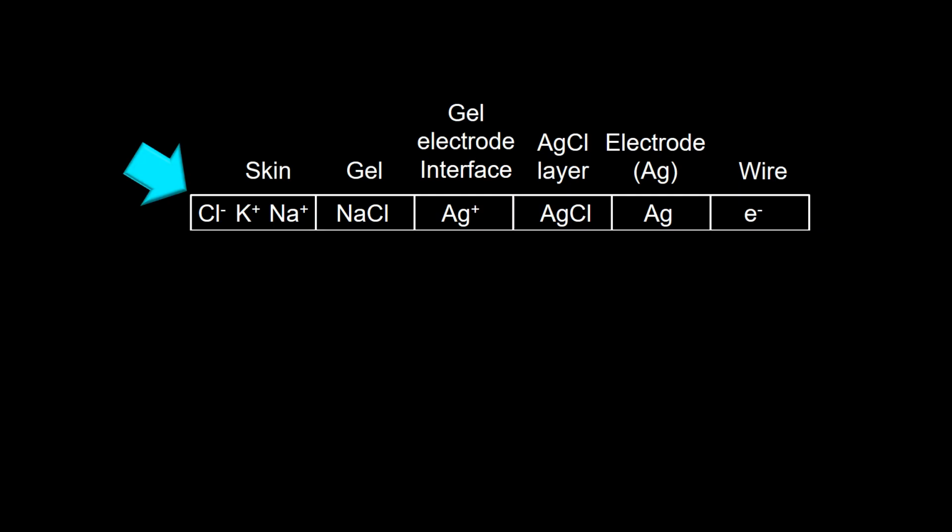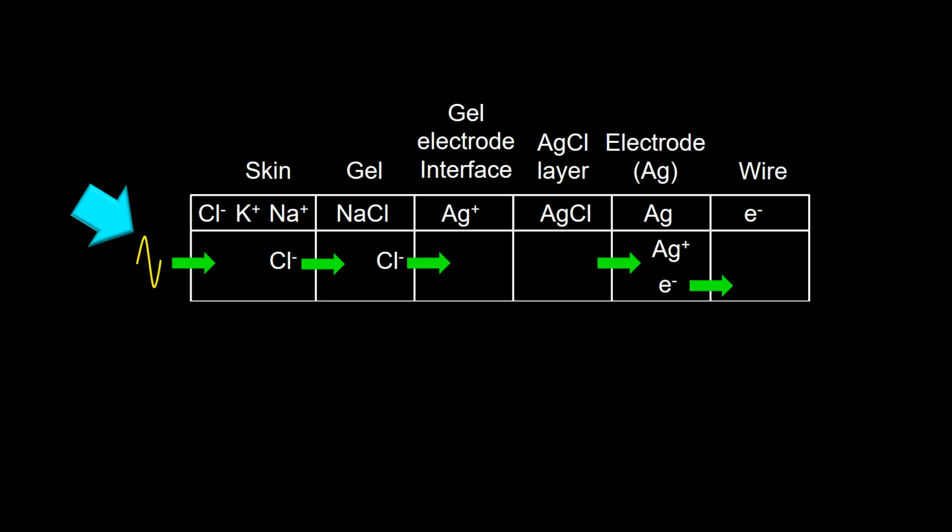As you can see, at the level of the skin is chloride, potassium, and sodium. At the level of the gel is sodium chloride. At the level of the gel electrode interface, we find silver ions. At the external layer of the electrode, we find a thin plate of silver chloride. At the level of the electrode, we find only silver. And at the level of the wire, we find electrons.